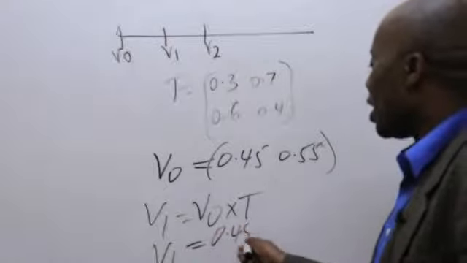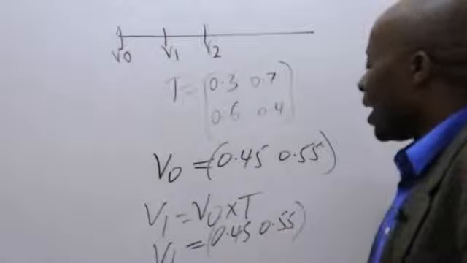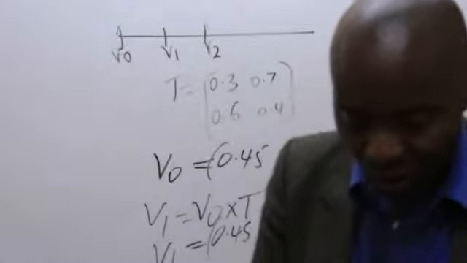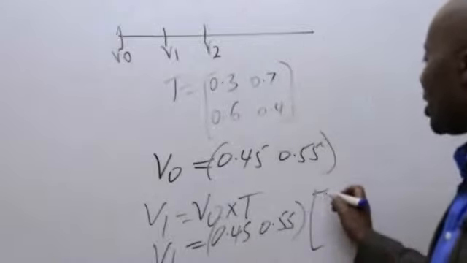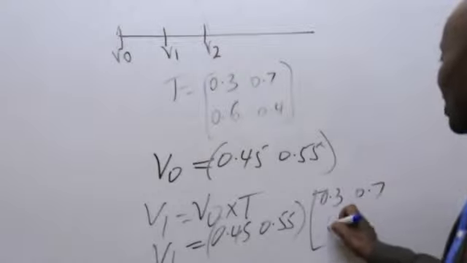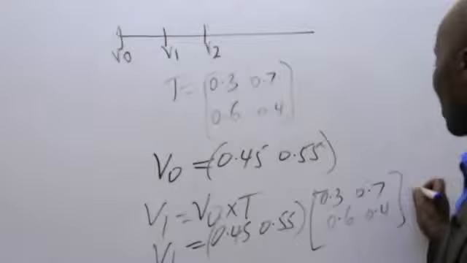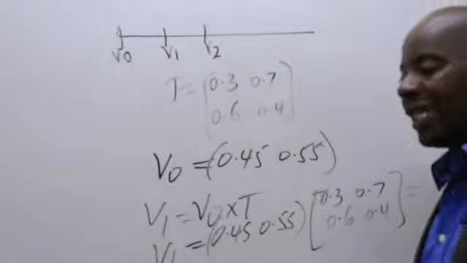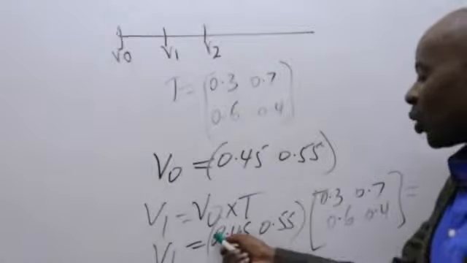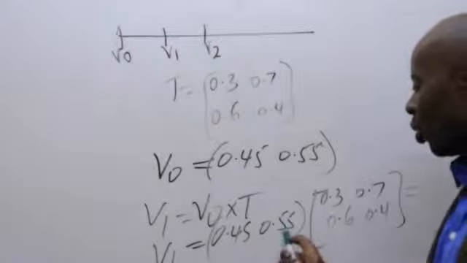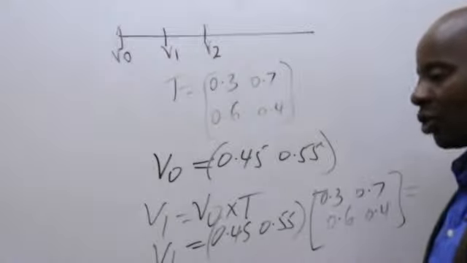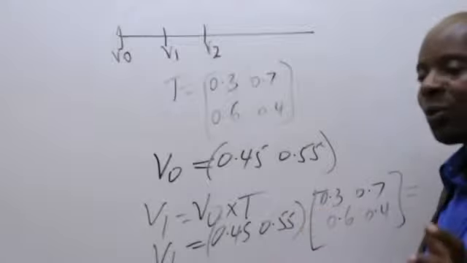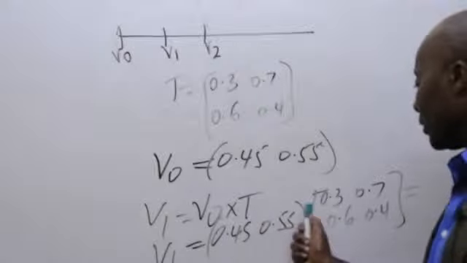Therefore, ladies and gentlemen, my vector 1 will be equal to vector 0, which I already have: 0.45, 0.55. Then I multiply this with the transition matrix. The T matrix here is 0.3, 0.7, 0.6, 0.4. With this information, I should be able to do my multiplications very easily. Remember, when multiplying, it's all about a row and a column. So we have 0.45 times 0.3, the first ones multiplied, plus the second ones multiplied.